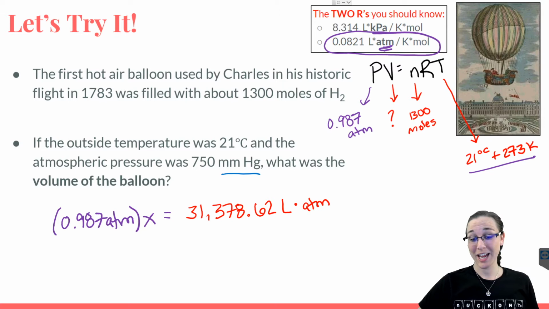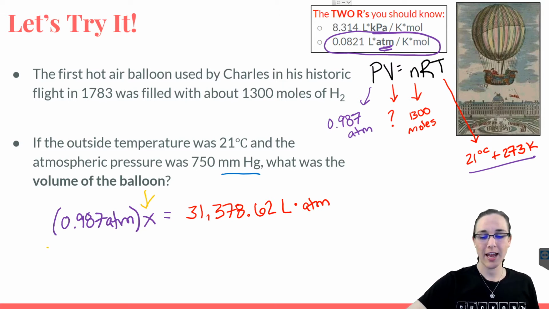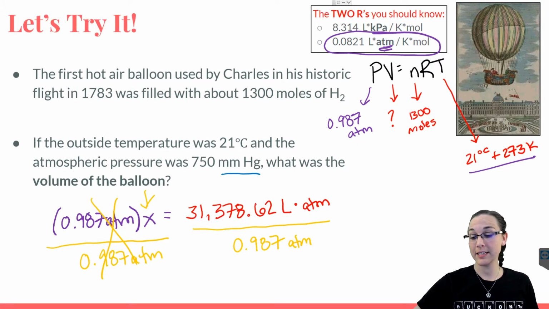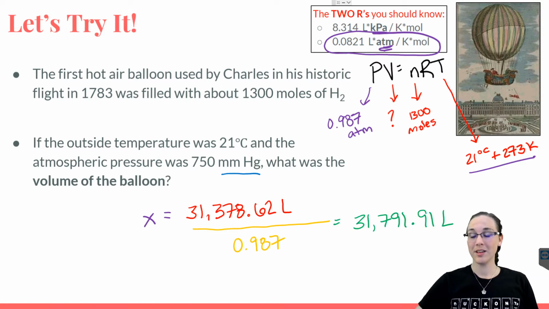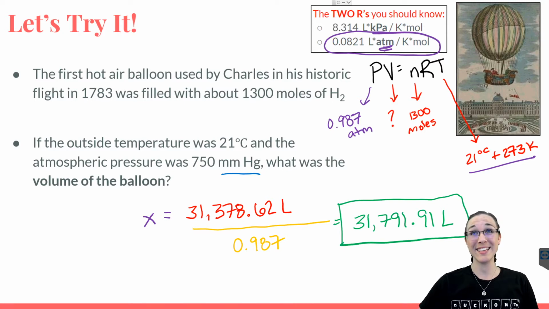Now, as in any other time in math, when we want to get a variable alone, we're going to need to divide off the number. So to get x alone, we're going to divide both sides by 0.987 ATMs. And now we can clearly see that the ATM unit also cancels, and all we're left with is liters. That's exactly what we wanted since we're solving for volume after all. So now all we have to do is take 31,378.62 and divide that by 0.987. So our final answer is 31,791.91 liters of gas in that hydrogen gas balloon.